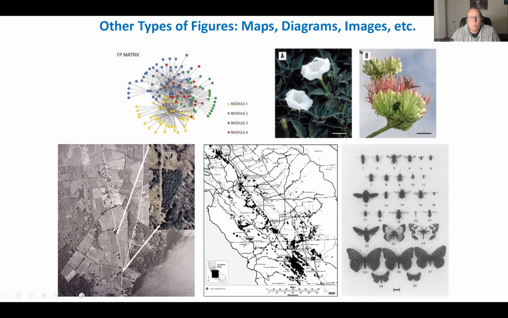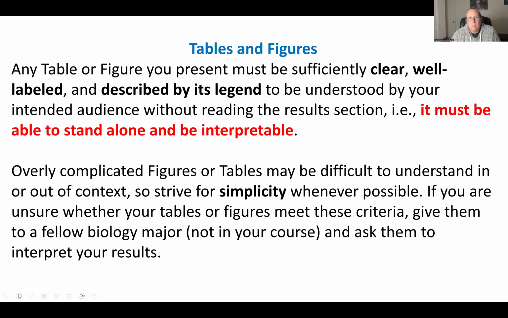Other types of figures that we'll learn how to make. I'm not going to make you do this matrix because that's just too much. You can use pictures of things with big arrows pointing to them. This is a GIS graph down here on the left, same thing in the middle. And then photos, like this is an insect collection. There's all kinds of ways to make different images and diagrams to show your data.